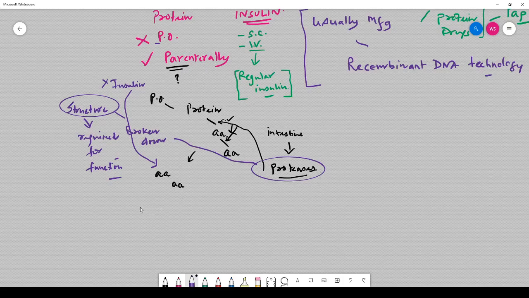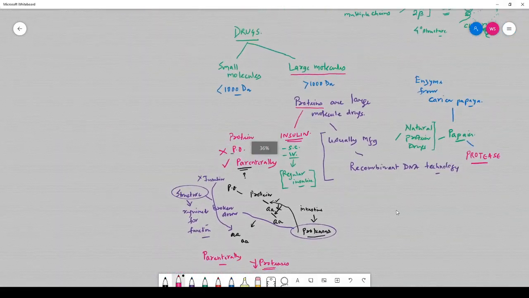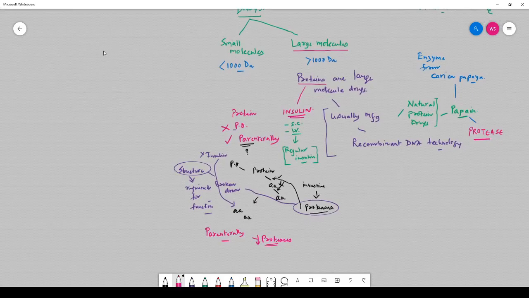What happens if we give it parenterally? We have less activity of proteases. If there is a lesser amount of proteases, what will happen? The structure will not be compromised. And if the structure is not compromised, we will get activity. All right, so that is the difference. Proteins we also call large molecules. We give different names: we call them biologicals, and we also call them biopharmaceuticals.